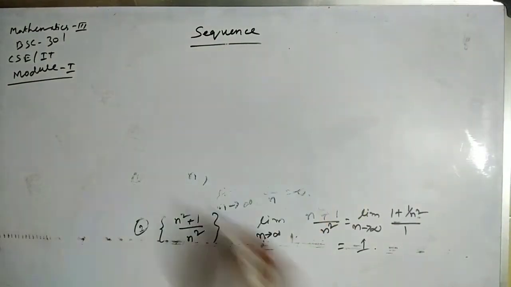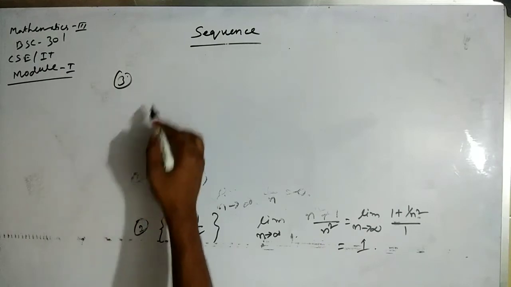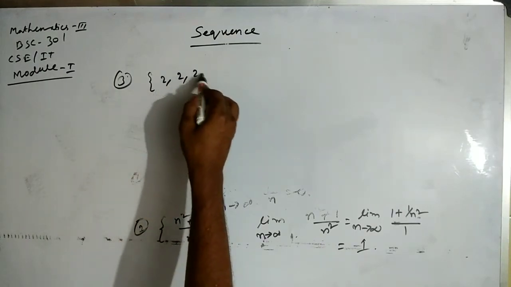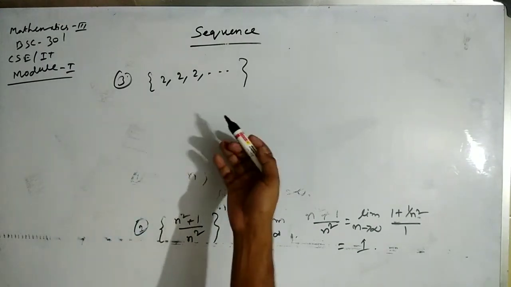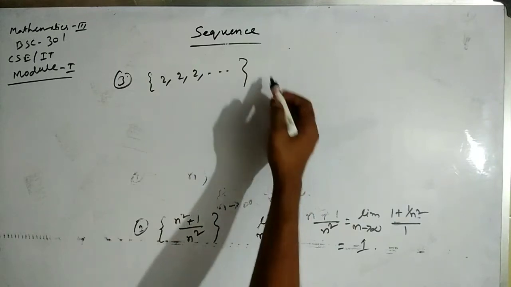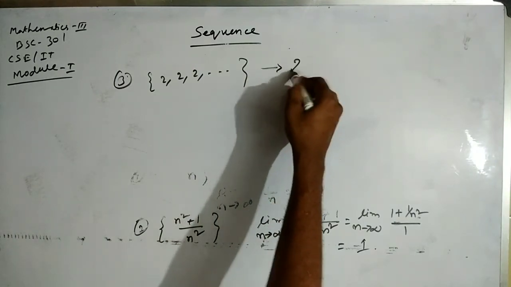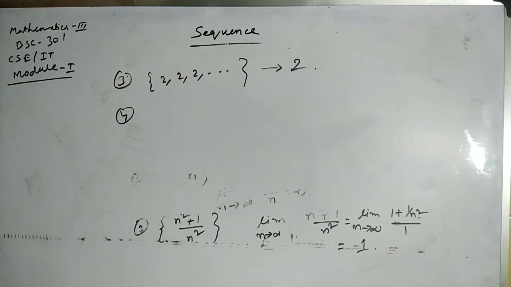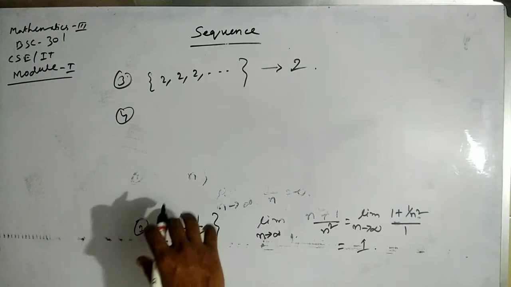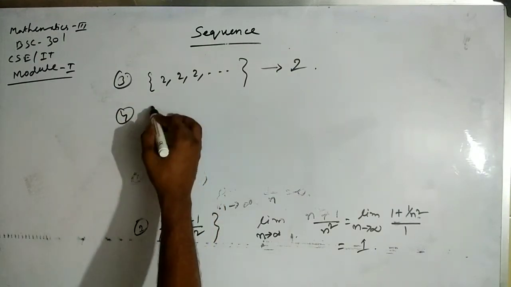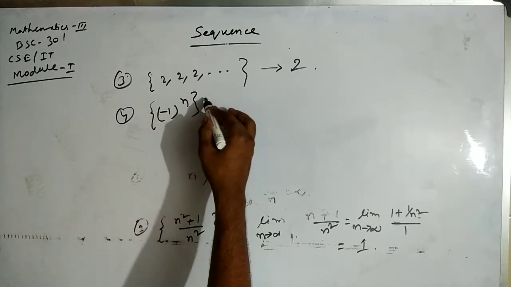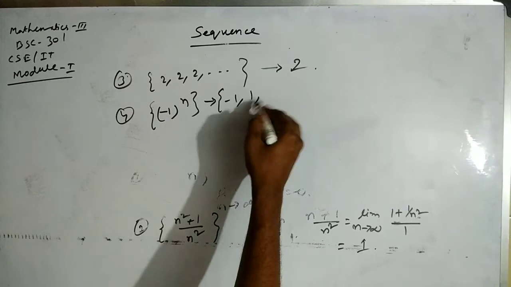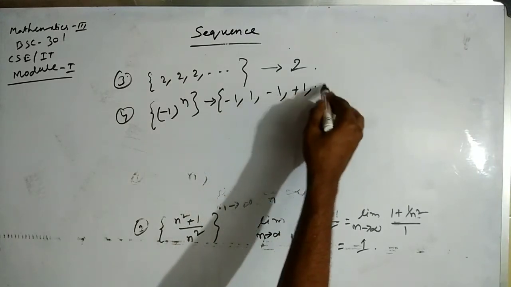Number 3, the sequence 2, 2, 2. I told you that this is the constant sequence. So obviously this sequence is a convergent sequence and converges to 2. Okay, so a constant sequence is always convergent and converges to that constant. Okay, so next we take the sequence minus 1 whole to the power n, that is the sequence minus 1, plus 1, minus 1, plus 1, like this.